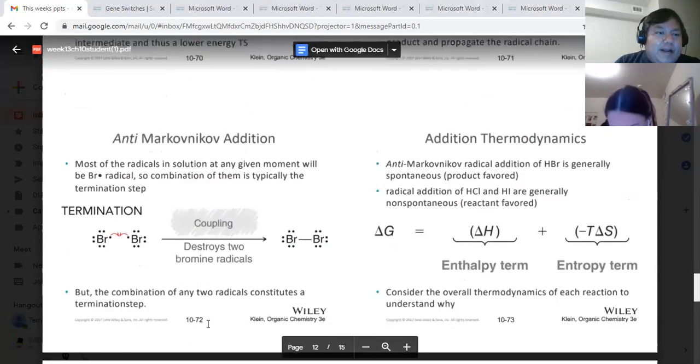Again, at the end, we're going to have two Br radicals when we're finished with this. They're going to come back together, they're going to couple, and this will terminate. This is our termination step. And this is just it.